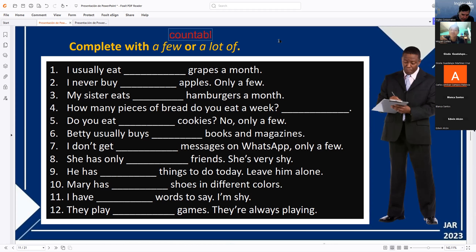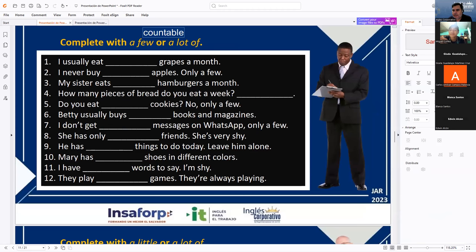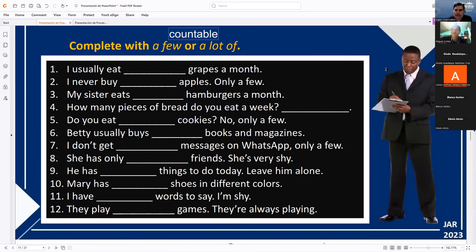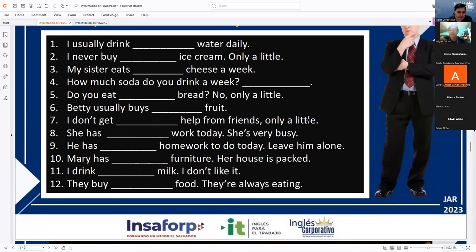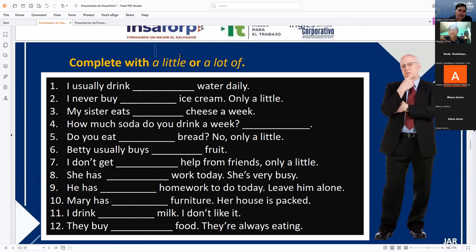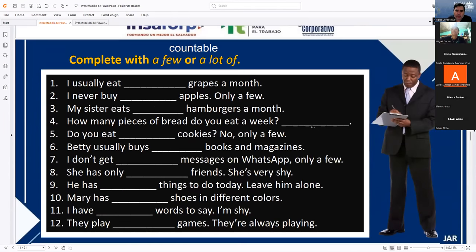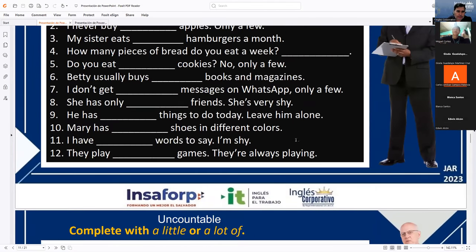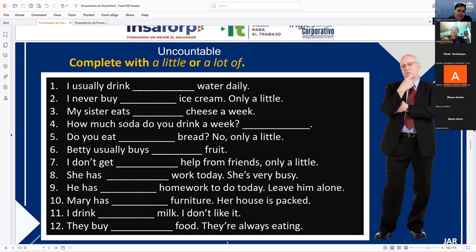So you're going to complete using what? A few or a lot of? And the other one, you're going to be working on these ones. These are uncountable. And with the uncountable, you have to complete using a little or a lot of. Okay? Study the situation and decide, do I use a little or do I use a lot? So we have to do the two, this and this. So let's go to the groups and let's do it.